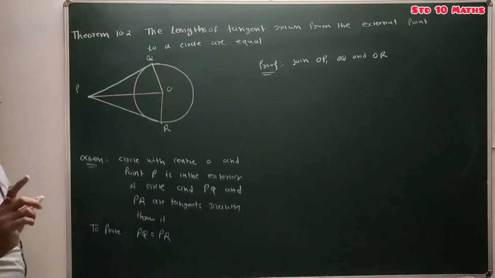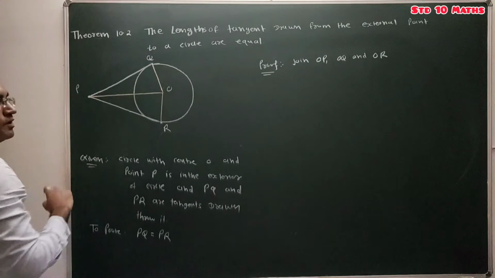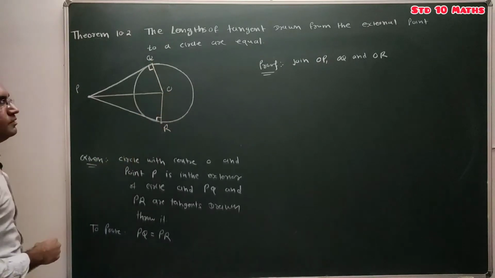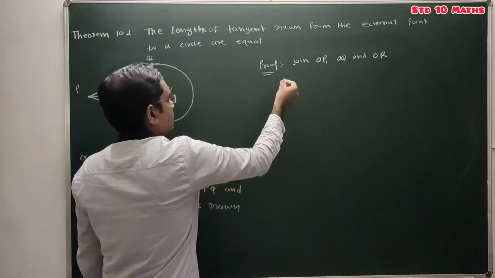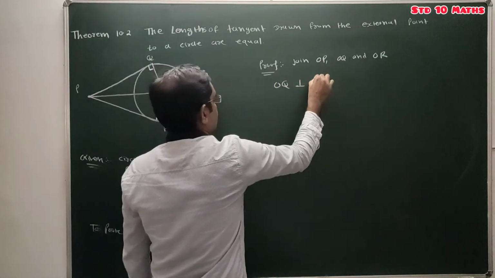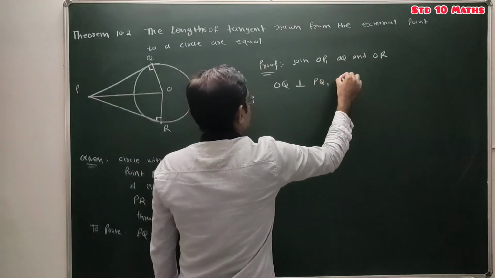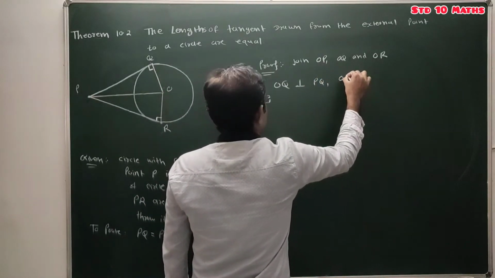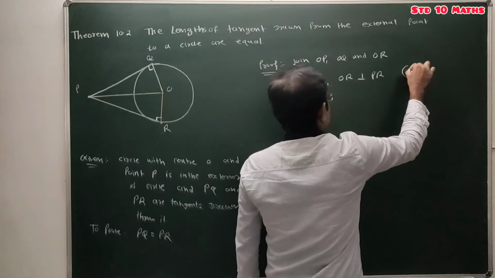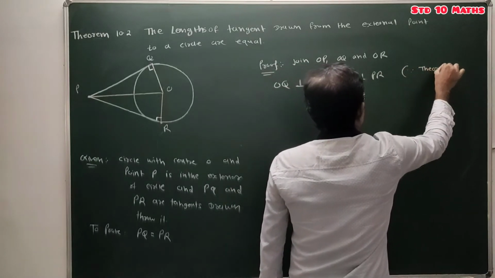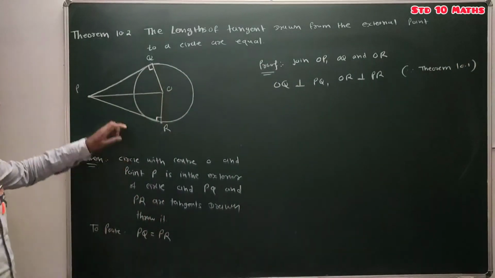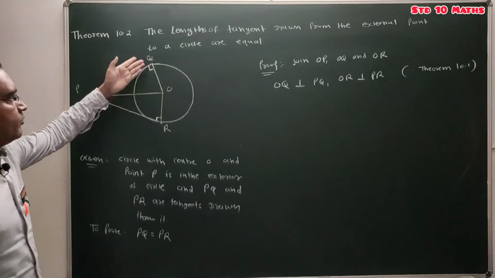According to theorem number 10.1, a tangent is perpendicular to the radius through the point of contact, so it will be 90 degrees. Here we can say OQ is perpendicular to PQ and OR is perpendicular to PR. Reason: according to theorem 10.1, the tangent is perpendicular to the radius through the point of contact.